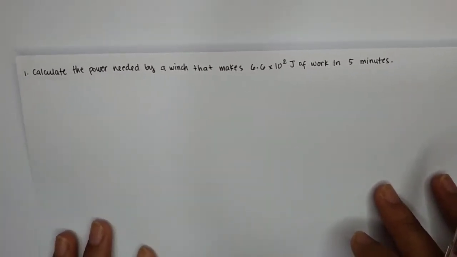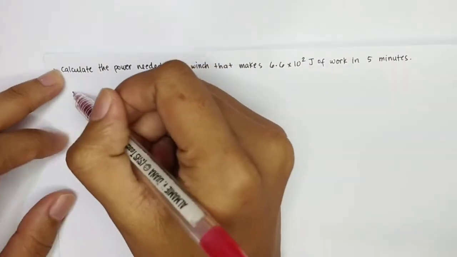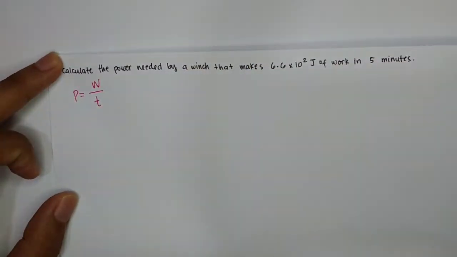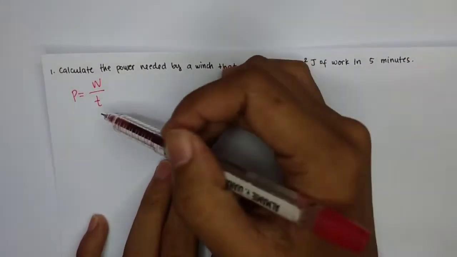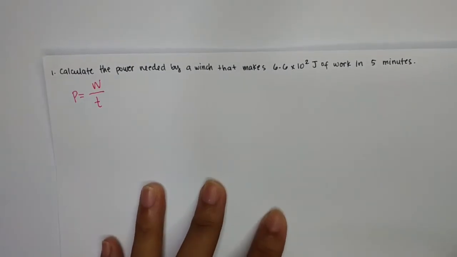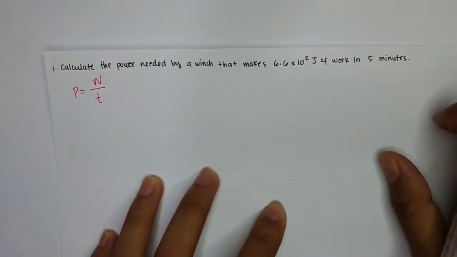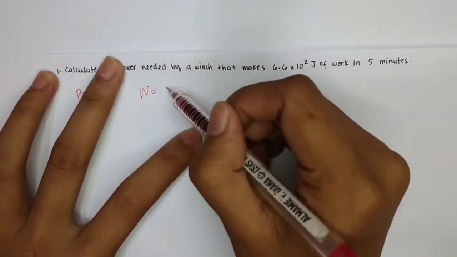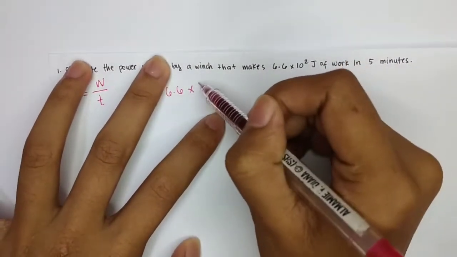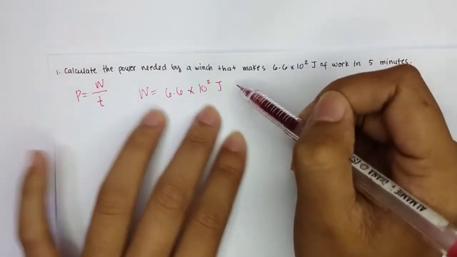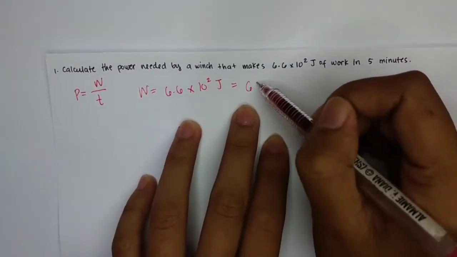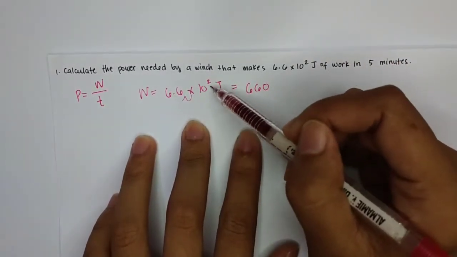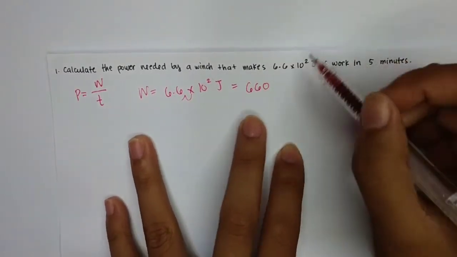Here is our formula for power. Power is equal to the work done over time. Take note that time should be in seconds, and work should be in joules. Given our work is 6.6 times 10 raised to the power of 2 joules, so we move the decimal 2 places to the right, and that is 660 joules.